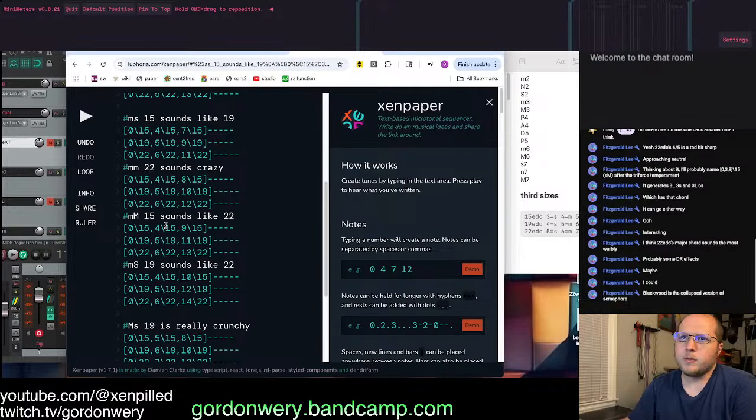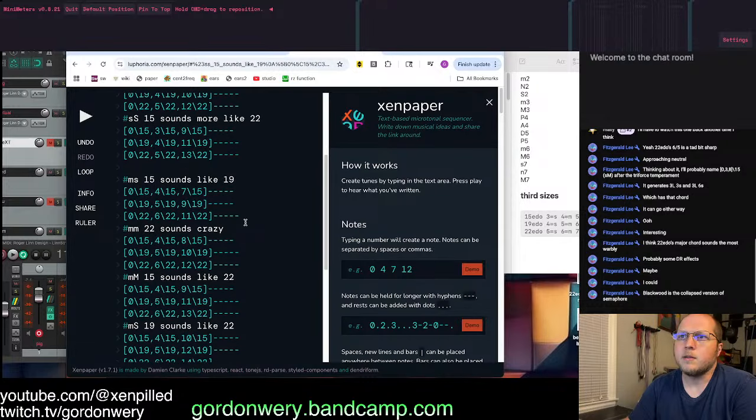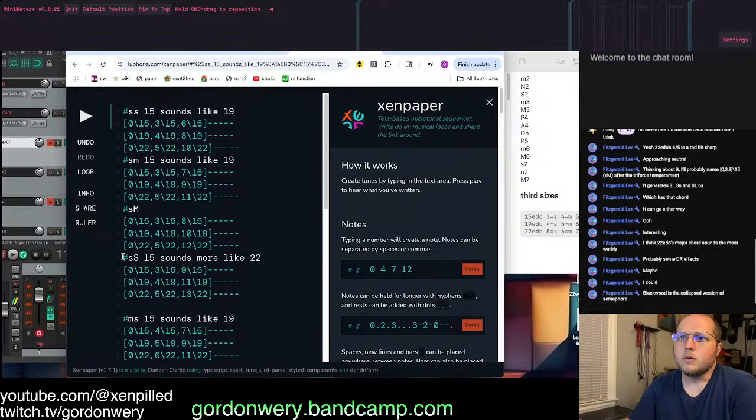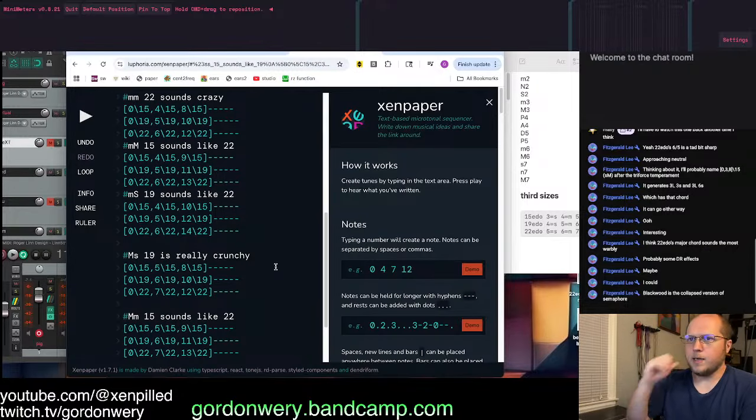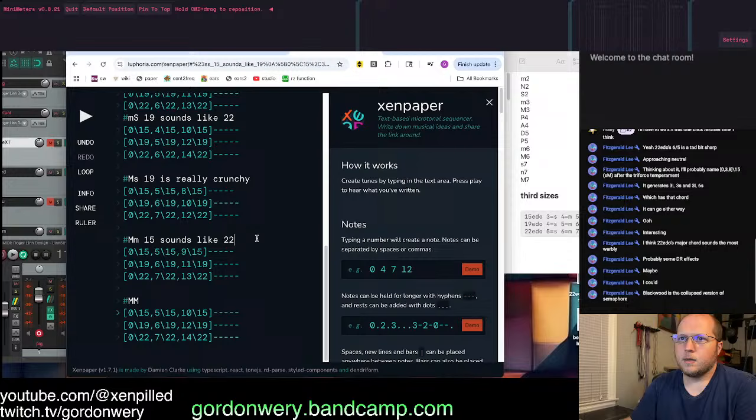But what about the ones where 15 sounds like 22? Well, they're called the same thing right there. What about this one? Sub super major. It's a sub minor. Okay, so they would have the same name as well. So yeah, it's like if they sound the same, they probably support the same temperament. Blackwood is the collapsed version of semaphore.